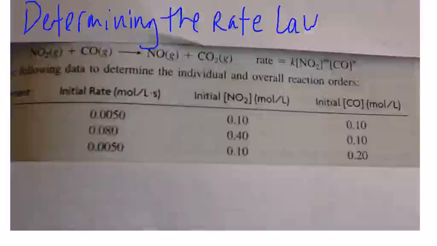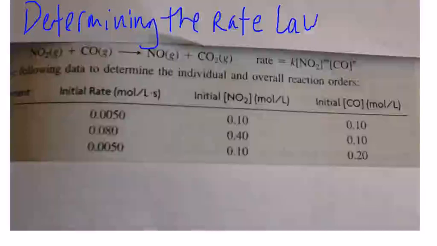Hey guys, this video is about determining the rate law from experimental data. Consider the following reaction. Nitrogen dioxide can react with carbon monoxide to produce nitric oxide and carbon dioxide. This is a reaction that takes place in your cars, in the exhaust area of your cars.